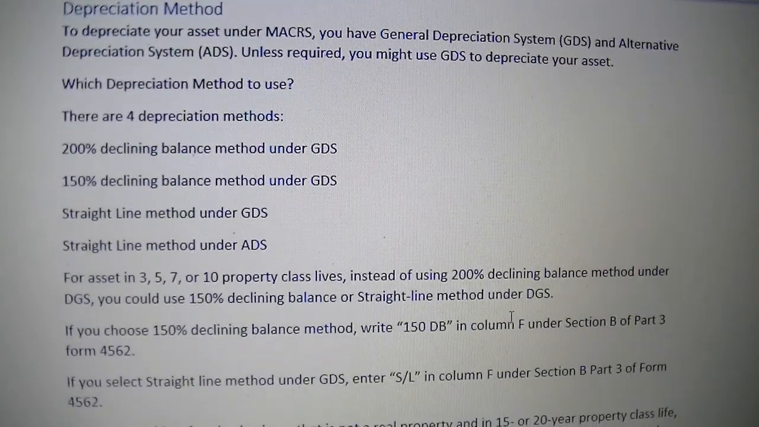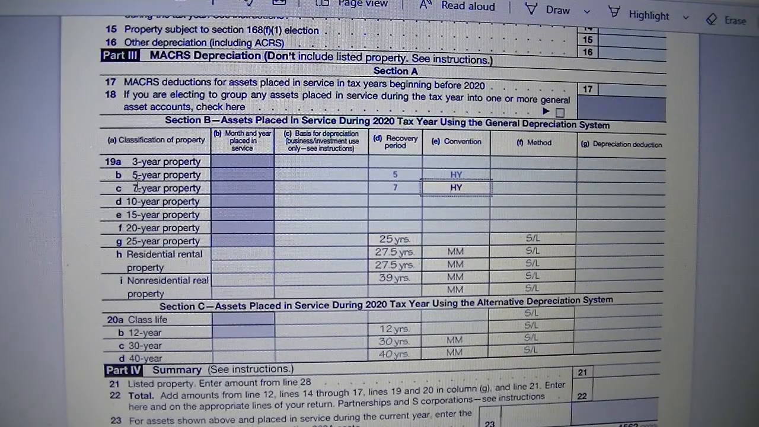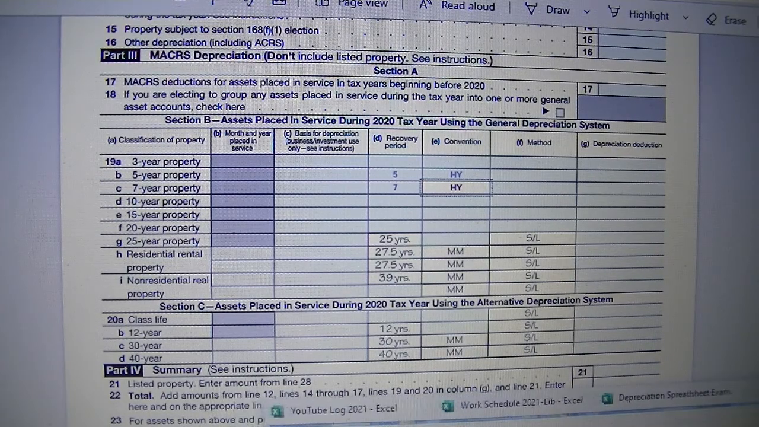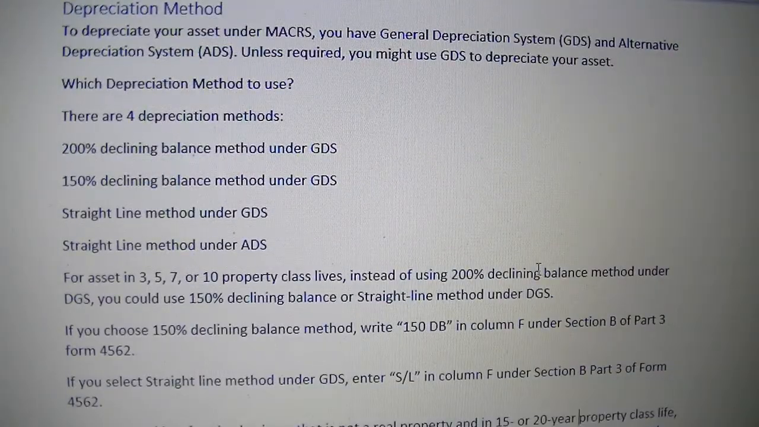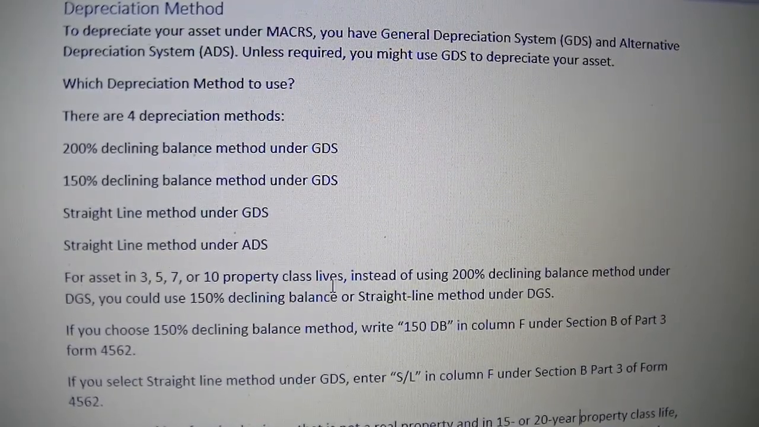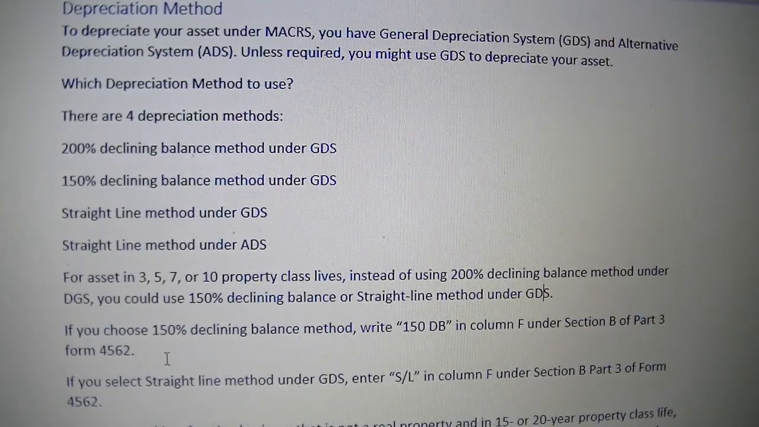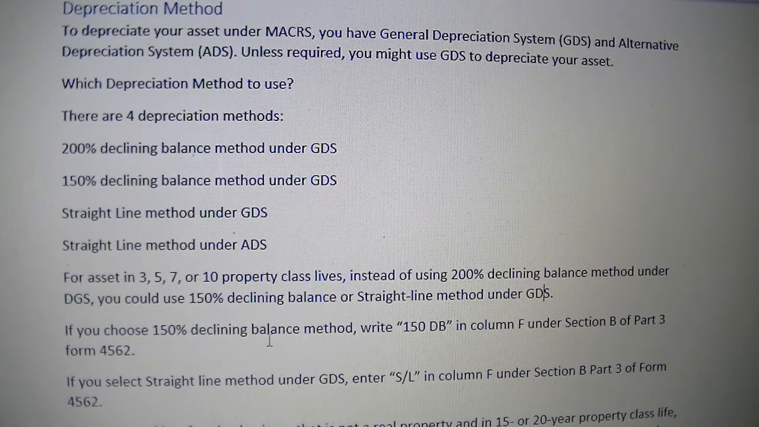So for any asset included in the 3, 5, 7 and 10 year property classes, you have the option. The default is the 200% declining balance method, but you could use the 150% declining balance or the straight line method under the General Depreciation System. So if you choose the 150% declining balance method, you write 150 DB in column F.